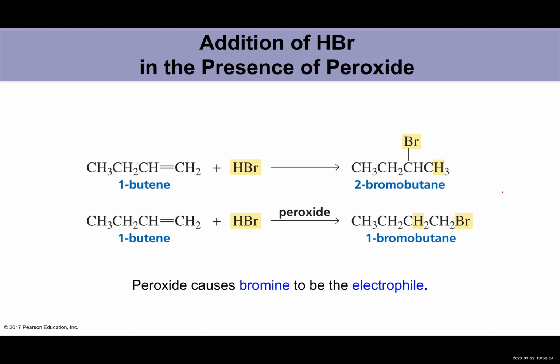So we're going to go over this reaction. This is an important one. This is the anti-Markovnikov reaction of addition of HBr to a double bond. So I have 1-butene, and I run HBr, and this is the addition reaction you know and love.